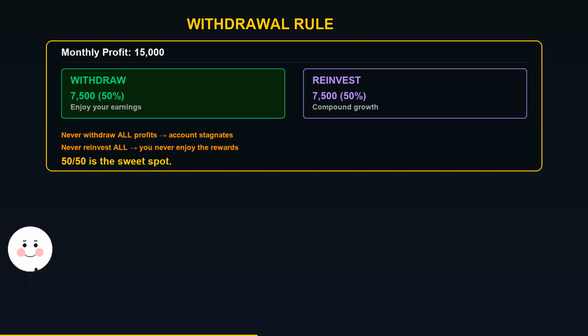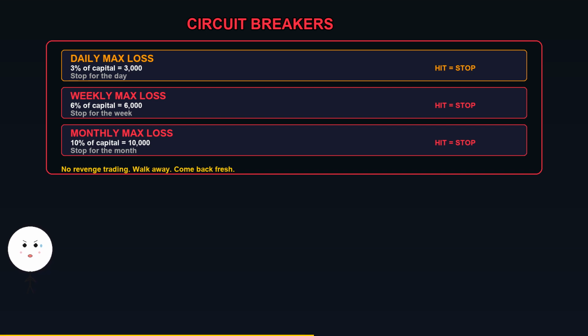The withdrawal rule. Rahul makes 15,000 profit in a month. How much can he withdraw? Maximum 50%. 7,500 goes to his bank account. The other 7,500 stays in the trading account to compound. This is critical. If you withdraw all your profits, your account never grows. If you reinvest everything, you never enjoy the fruits of your work. 50-50. Always.